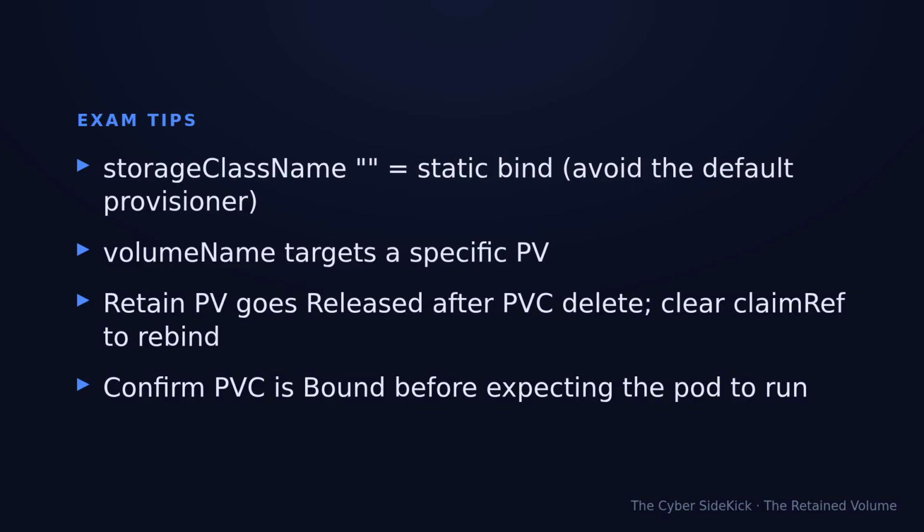Use an empty storage class name to force a static bind, or the cluster's default provisioner will hand you a brand new empty volume. After you delete a claim, a retain volume goes to released, not available. Clear its claim ref to make it bindable again. And always confirm the claim is bound before you expect the pod to start.